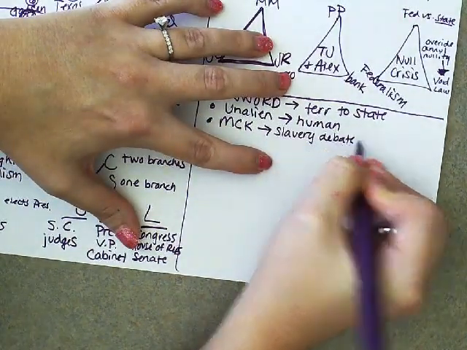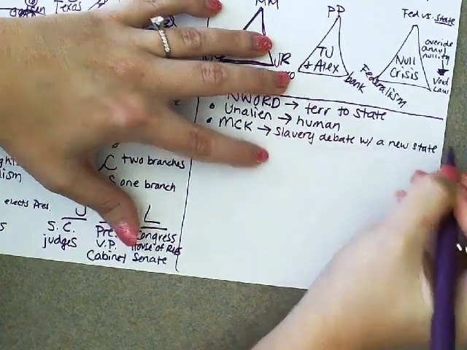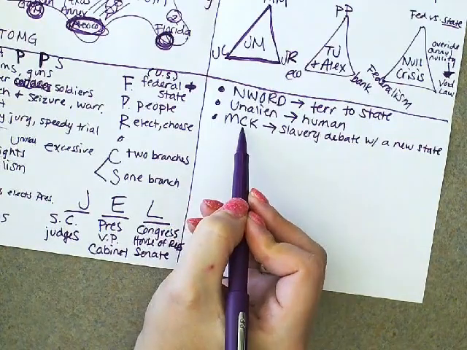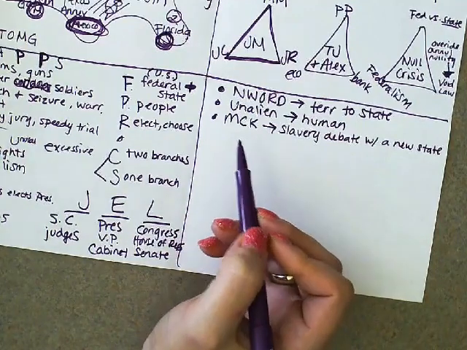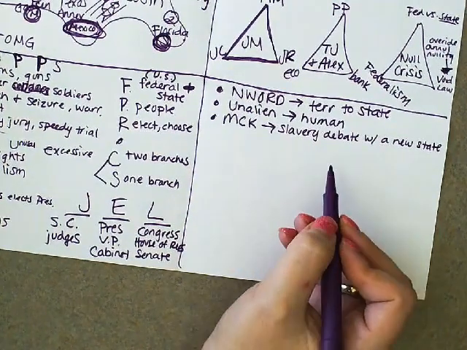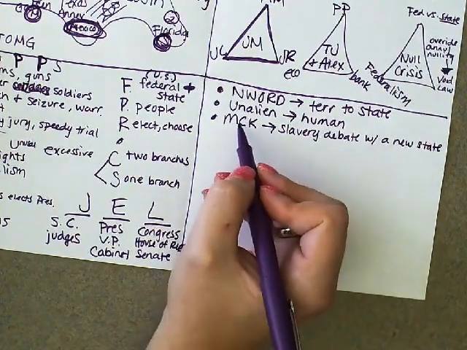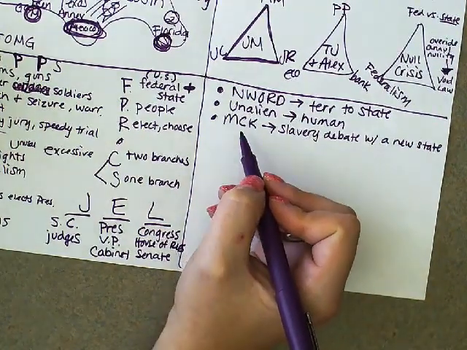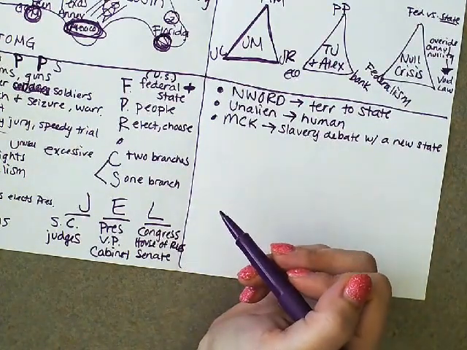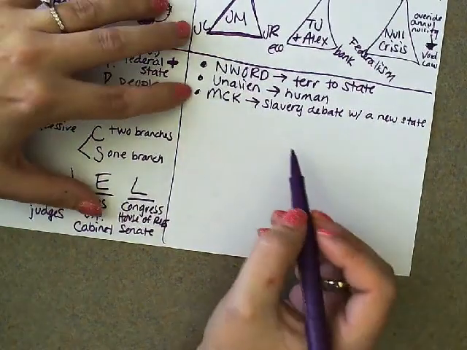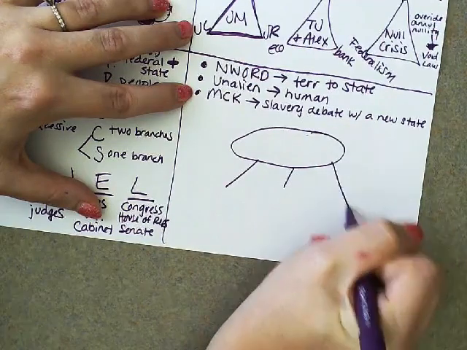debate with a new state. We know that Missouri Compromise, Compromise of 1850, and the Kansas-Nebraska Act all had to do with every time we added a new state, there was drama surrounding that, especially with the Compromise of 1850, or California Compromise of 1850, where we added the Fugitive Slave Law. Horrible, horrible law.